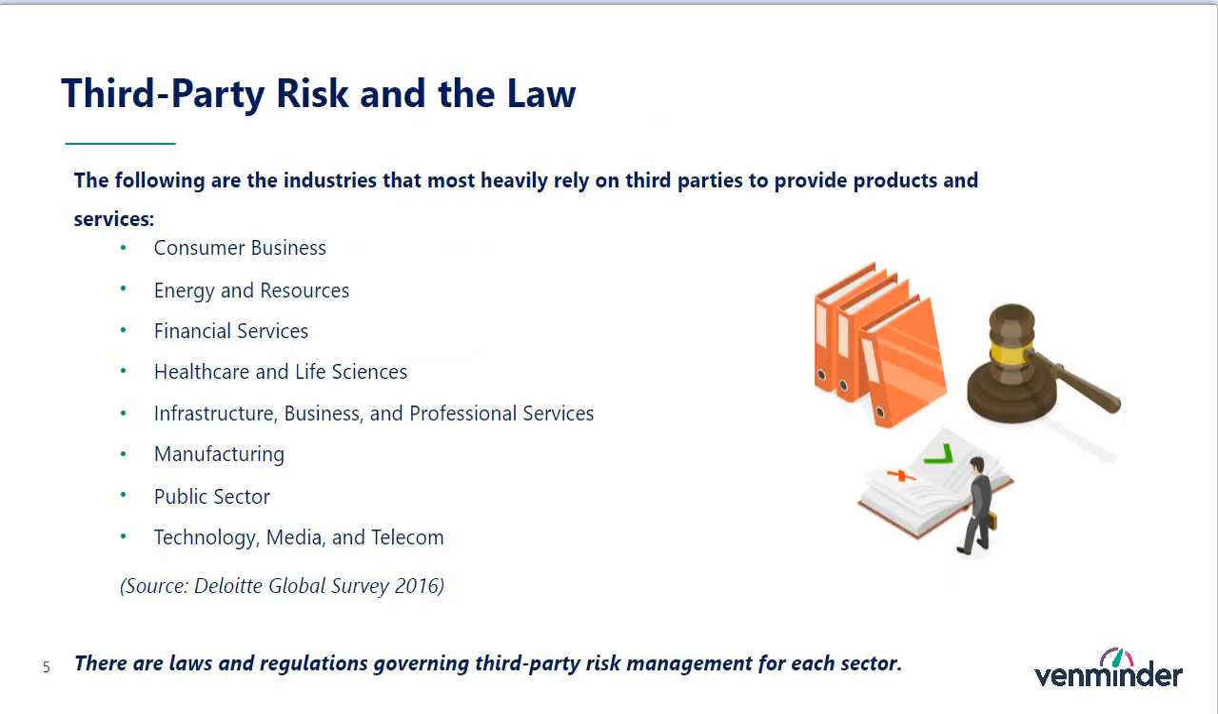So here you'll see a list of industries, the most common ones that depend on third-party vendors. It's pretty extensive, and you'll notice that most of the industries and company types are those that we use every day, both in our personal and professional lives. Remember, these are only the top industries, and there are many more that depend on third-party vendors. But if we think about it, consumer business, energy, financial services, manufacturing, technology, media, and telecom all have third-party risk management rules, laws, and regulations that govern them.